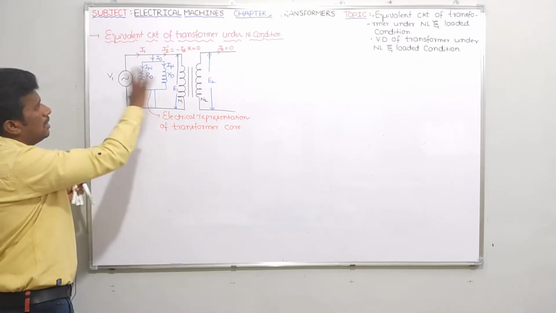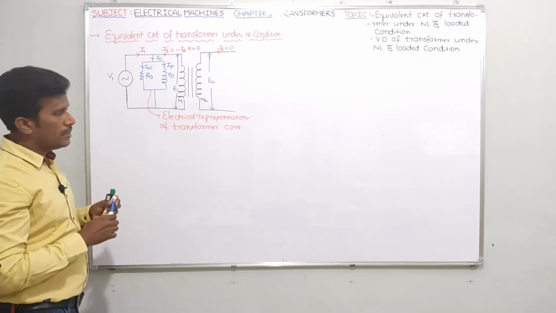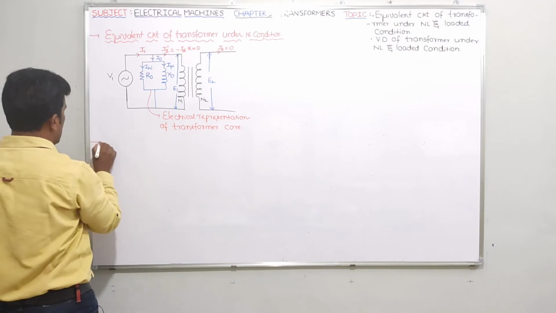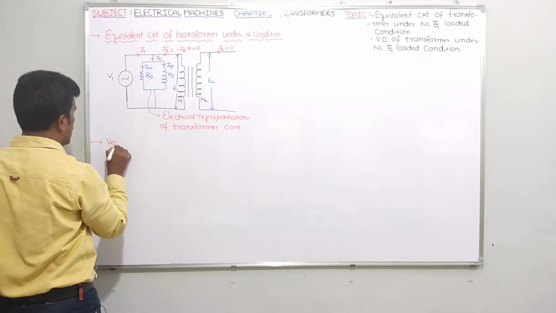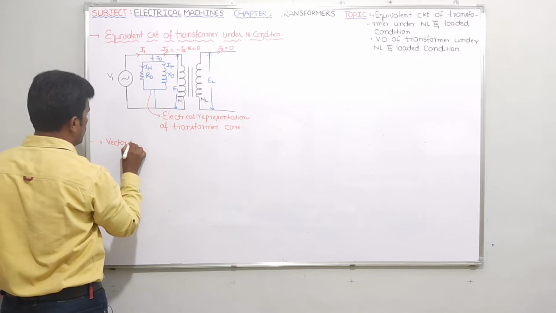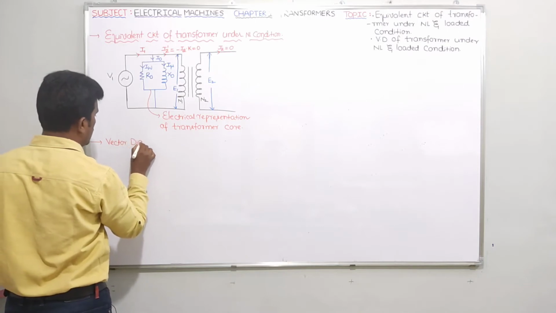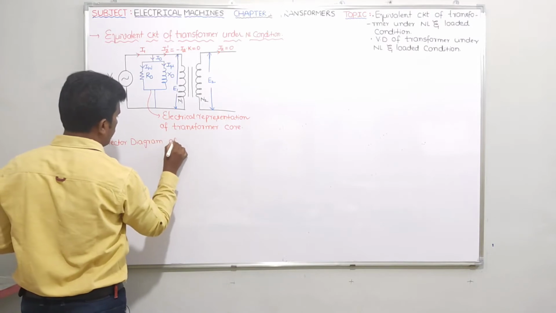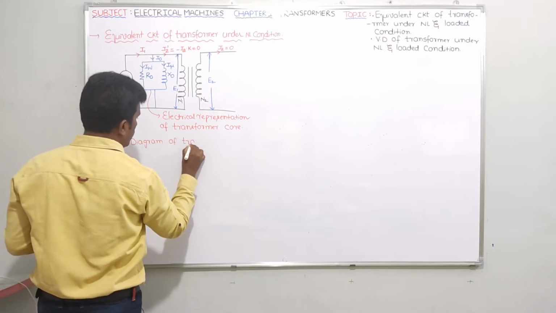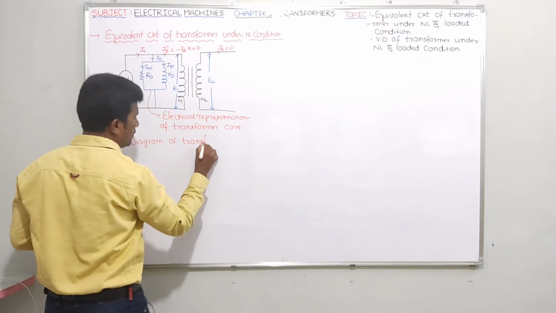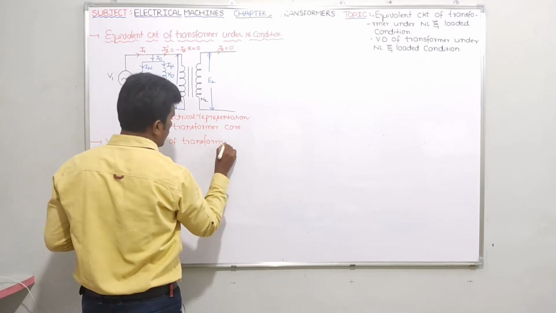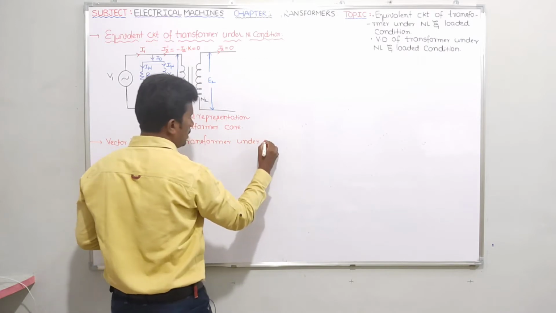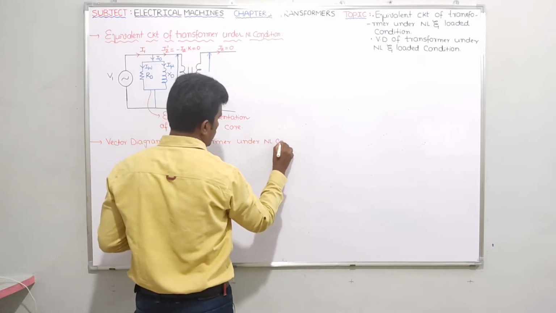Okay, right. Next, guys. See here, this is an equivalent circuit of the transformer under no load condition. Now with this knowledge, let me draw the vector diagram of the transformer under no load condition.